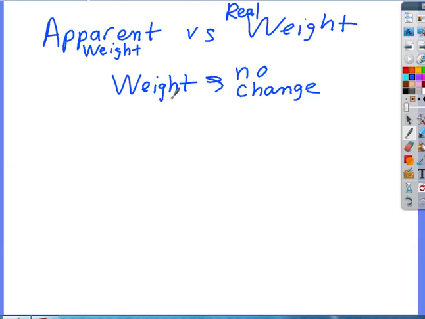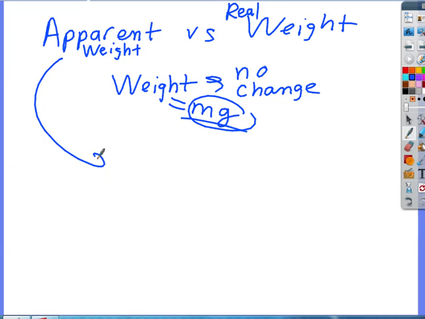Your real weight is equal to m times g. It's what we've been solving for all the time in this unit so far. So even though that elevator moves down, this doesn't change. You're still mass, you're still gravity. The gravity's still acting on you. The Earth is still acting on you the same. It's still going to pull you down. So your weight is whatever it is.